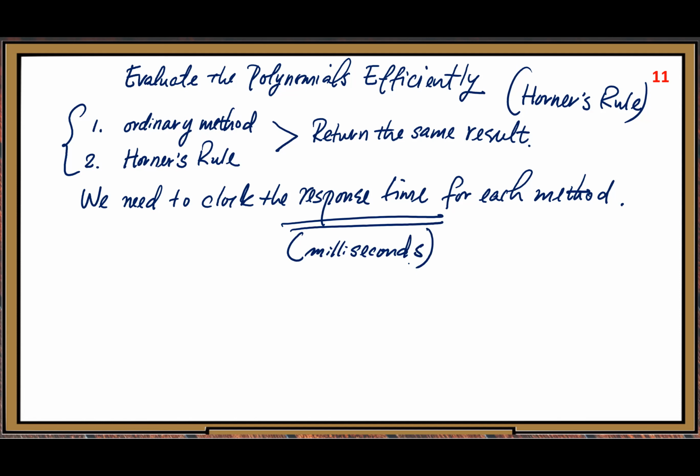So usually milliseconds. We expect dozens of milliseconds, based on how large your data is. And Horner's rule should be much faster than the ordinary method. That is our expectation. Then we will look at the data. What kind of data?